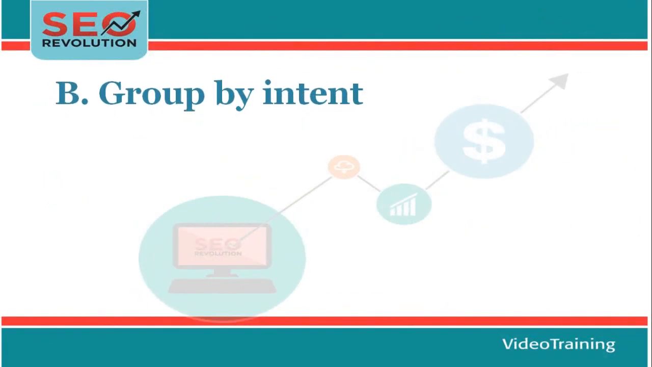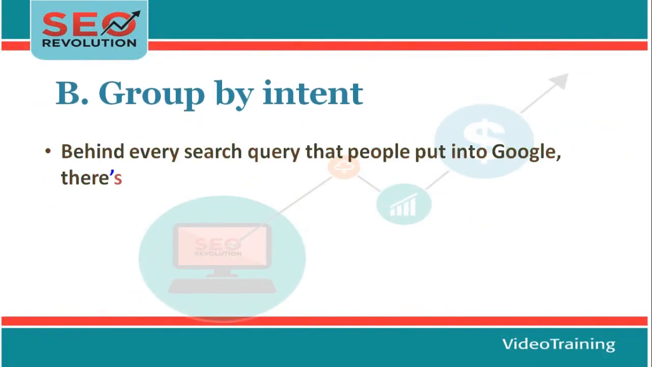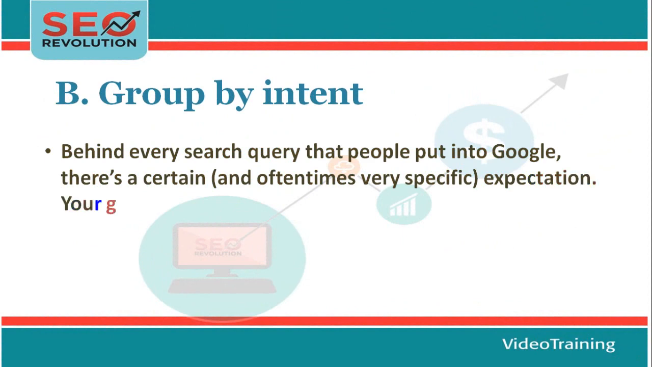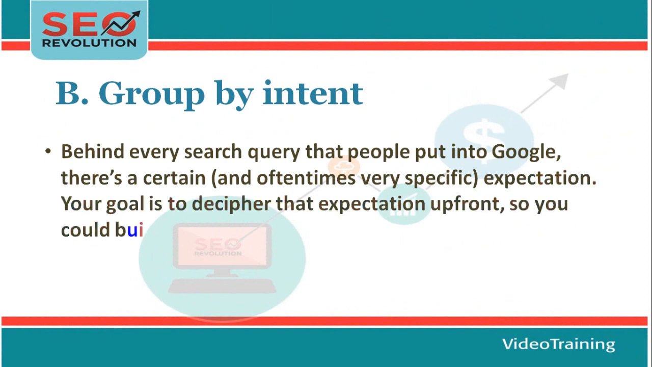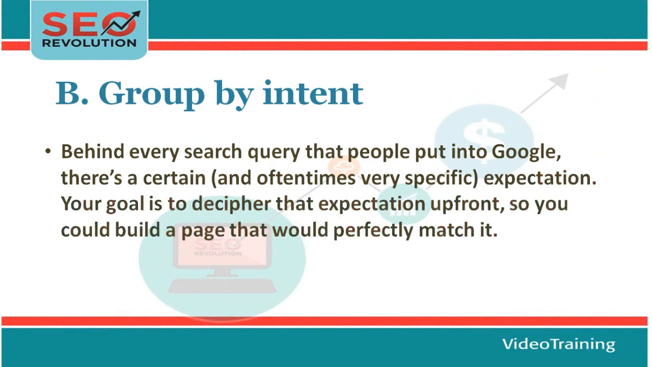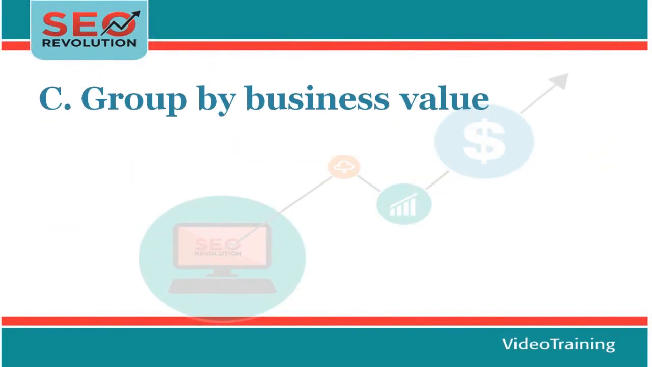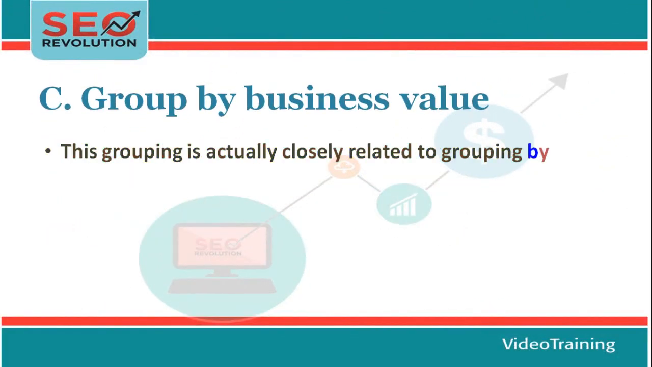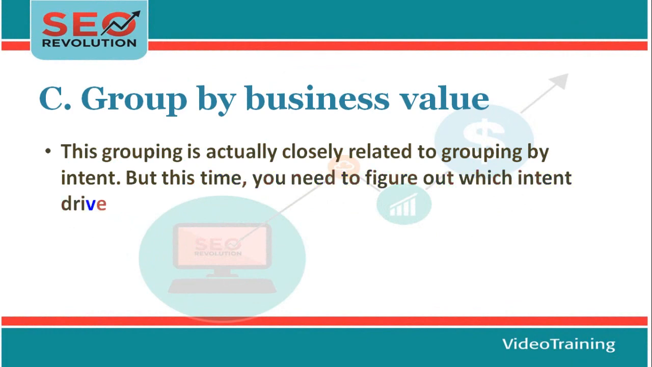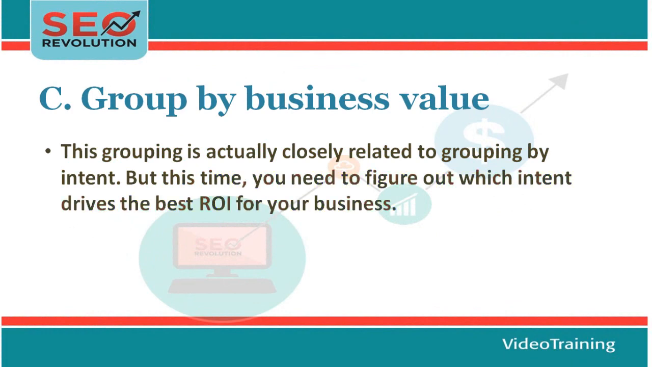B. Group by intent. Behind every search query that people put into Google, there's a certain and oftentimes very specific expectation. Your goal is to decipher that expectation up front so you can build a page that would perfectly match it. C. Group by business value. This group is actually closely related to grouping by intent. But this time, you need to figure out which intent drives the best ROI for your business.